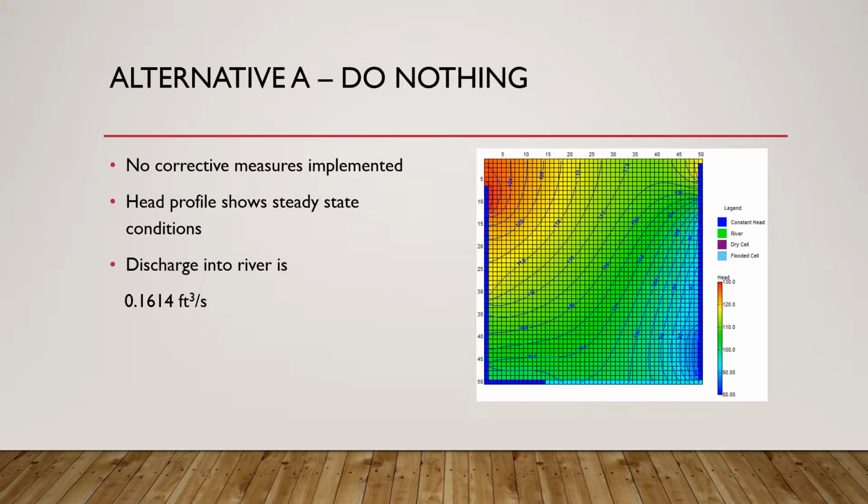Alternative A, which would be to do nothing. There is no corrective measures implemented, and as we can see on the picture to the right, a head profile shows steady state conditions. Discharge into the river is 0.1614 cubic feet per second.